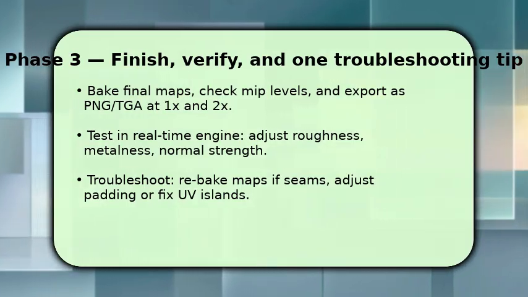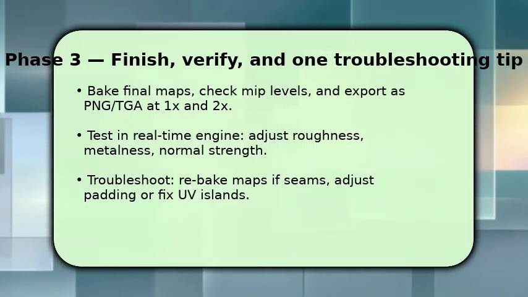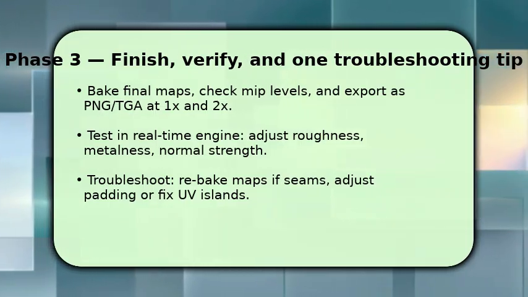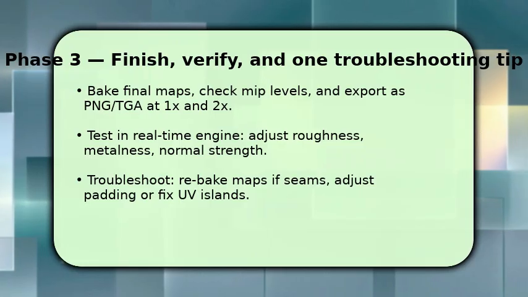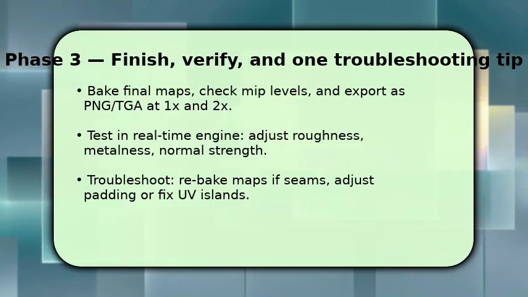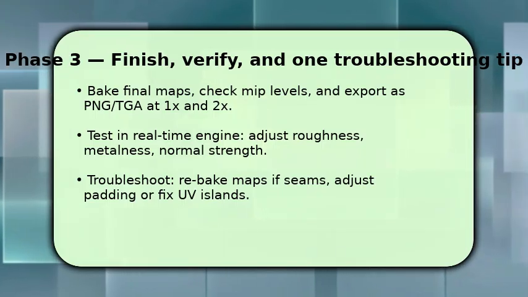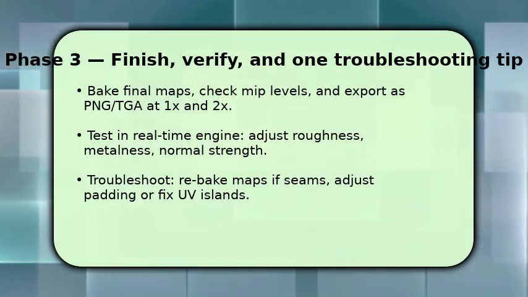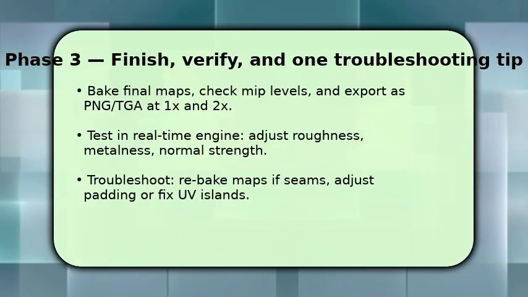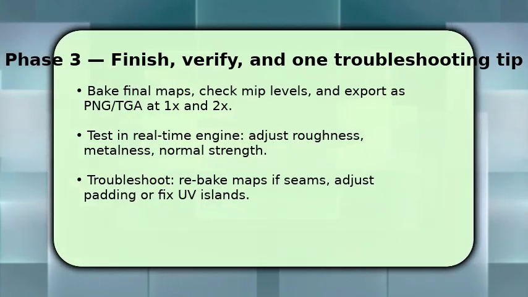Once exported, test the textures in your target renderer or game engine and iterate on values like normal strength or roughness. If you see seams or odd edges, stop and rebake with increased padding or correct UV islands. This single troubleshooting step fixes most final output problems.